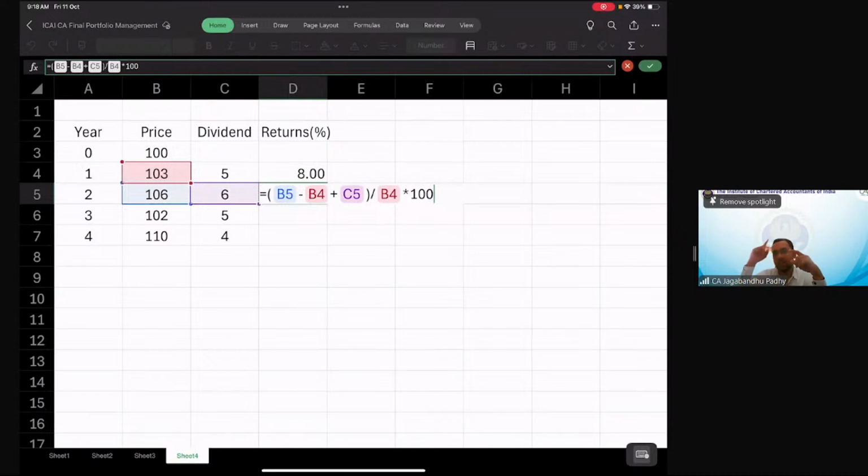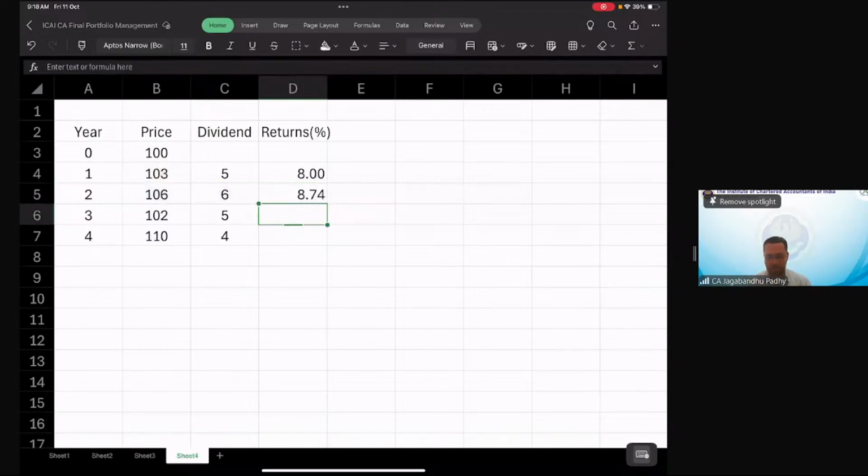8% was the return that we earned in the first year. In the second year, of course, the return will be the difference between the second year price and the first year price, and then you add the dividend, divided by the previous year price. Same way, I can get the returns for all the subsequent years. Okay, these are the likely rates. These are the historical returns. Now, we haven't assigned any probability over here. Please take a note of it, students.